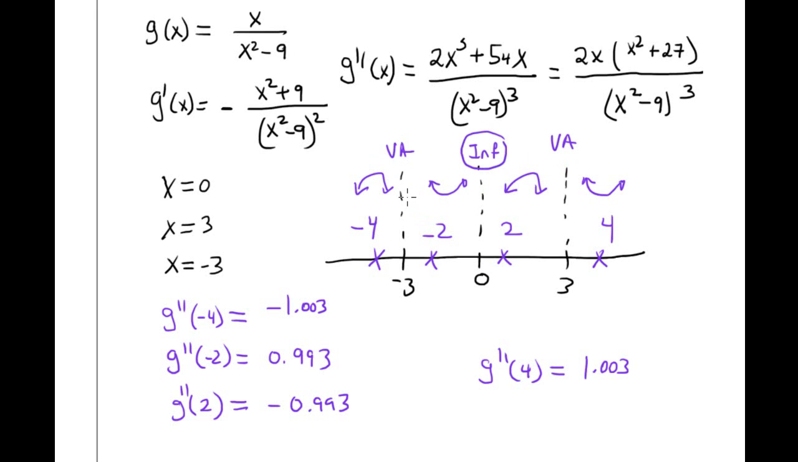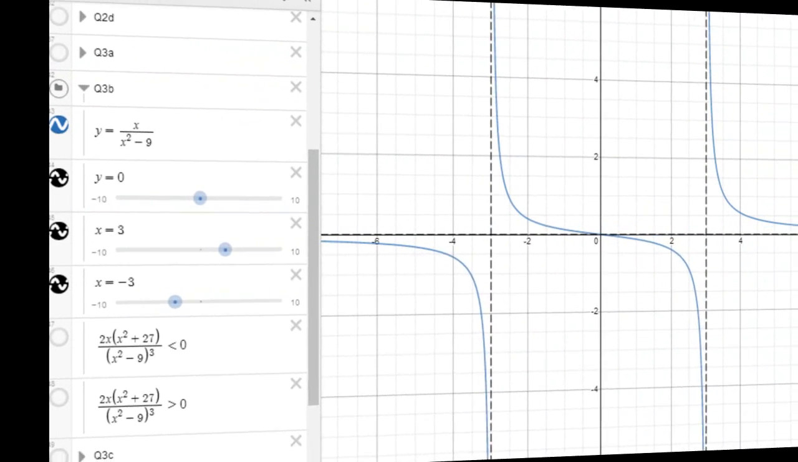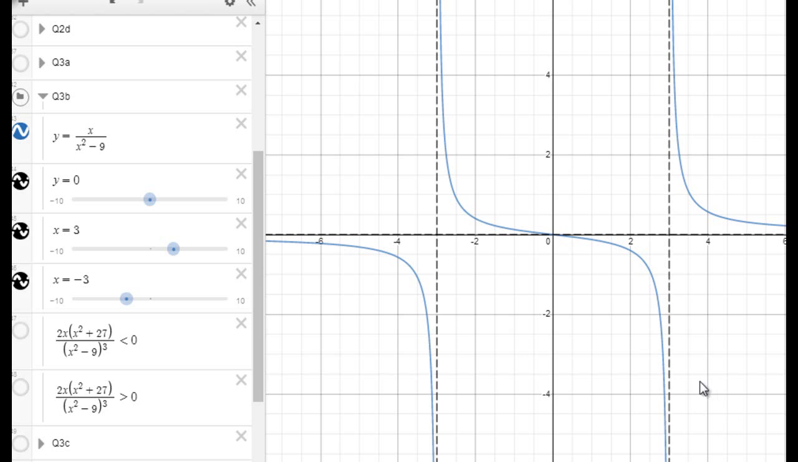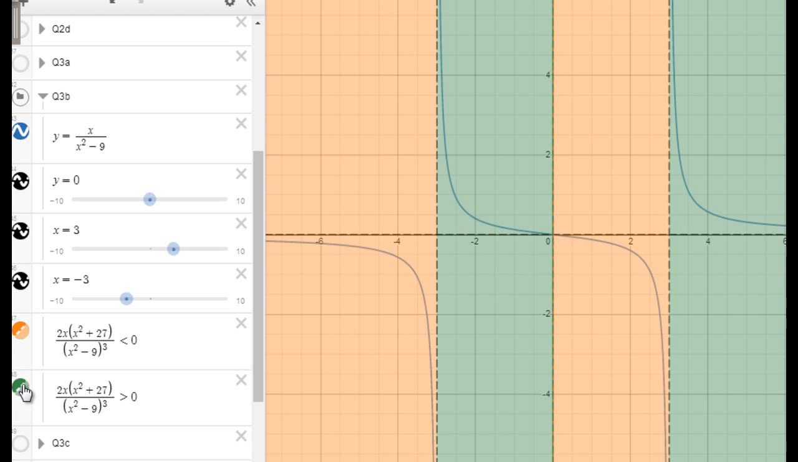Okay, let's see now the simulation in Desmos. I type in the original function here, and this is the graph. And no maximum, no minimum. The function is always decreasing. We have only one x and y intercept, at 0,0, and the second derivative expression, when it's negative, is concave down. Orange color. Concave up when the second derivative is positive. There you go.